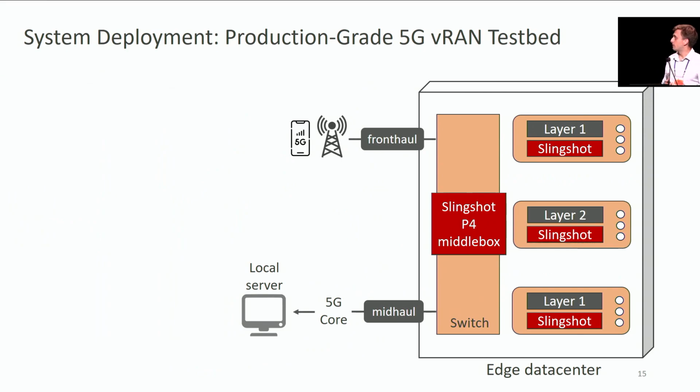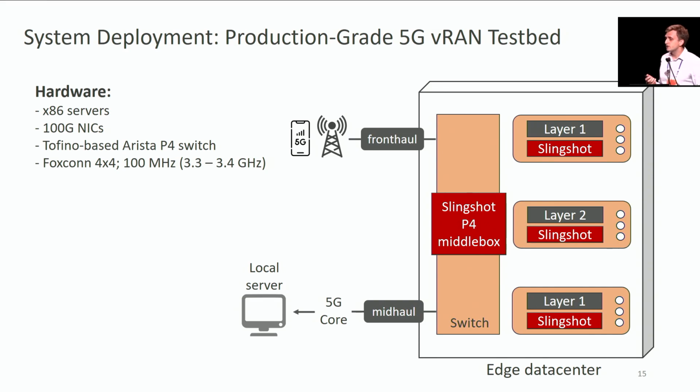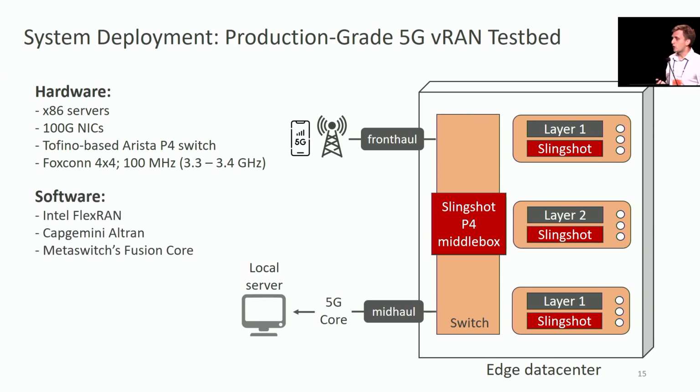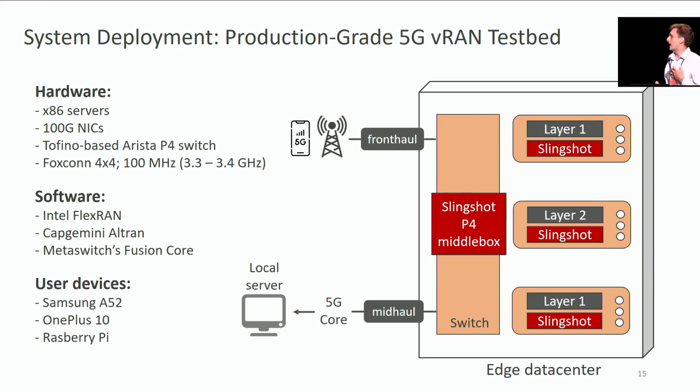We deployed Slingshot on a production-grade 5G VRAN testbed consisting of x86 servers equipped with 100 Gbps NICs and a Tofino-based programmable switch, and we use Foxconn radio units. As the VRAN and 5G core software, we use Intel FlexRAN, Capgemini Altran, and MetaSwitch Fusion Core. We do end-to-end experiments with a couple of user devices, such as mobile phones and Raspberry Pi boards.